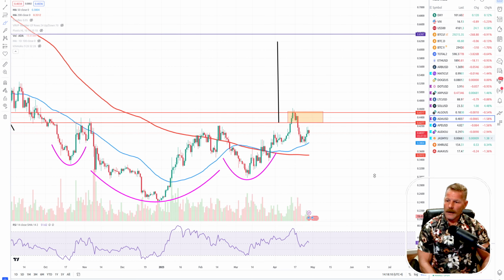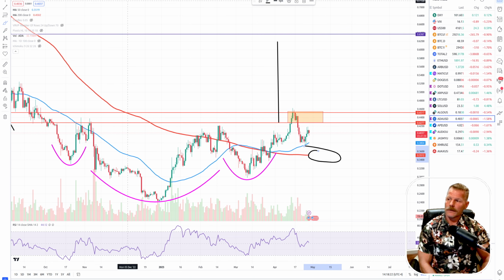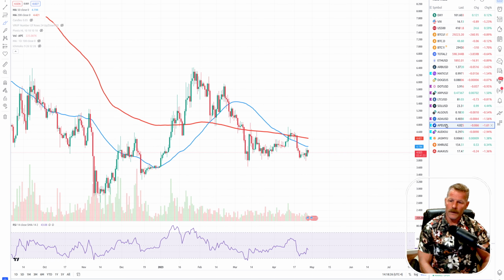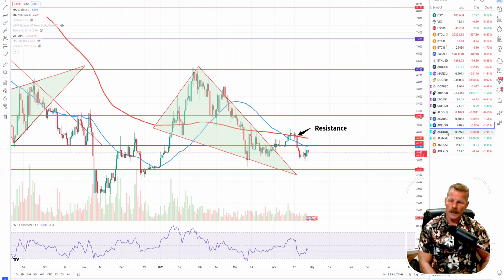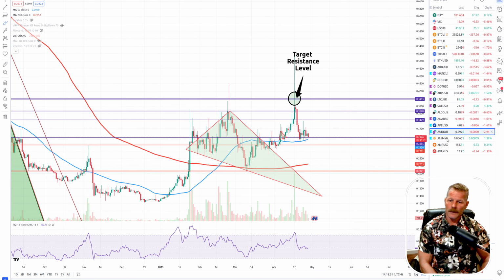ADA, same thing, bear flag, underside of this resistance, which is a neckline for an inverse head and shoulders pattern, have not broken to the top side yet. I expect us to retest this 200-day moving average. All right, you guys get the picture. I'm not going to go through all of these. Ape, same thing. Audio, same thing.